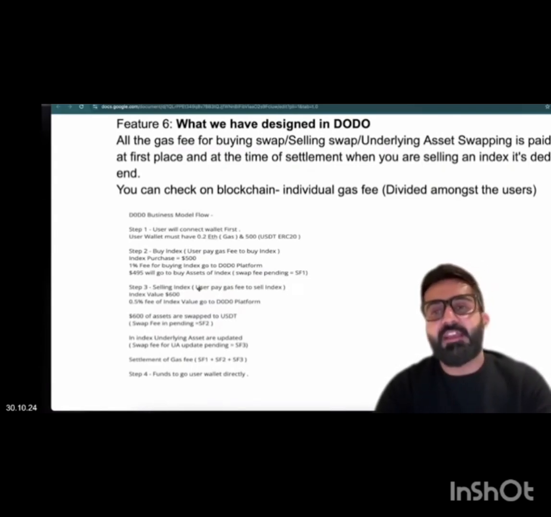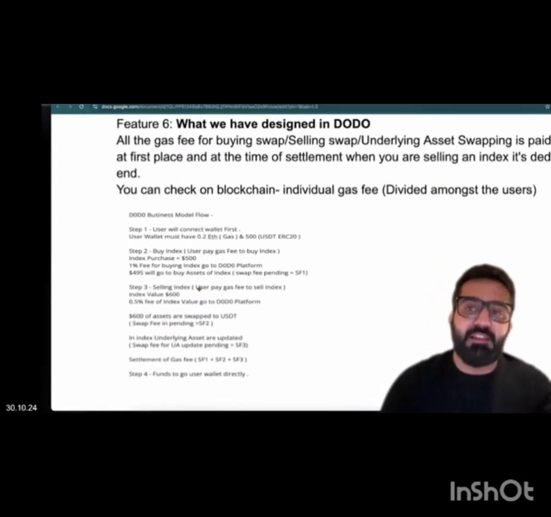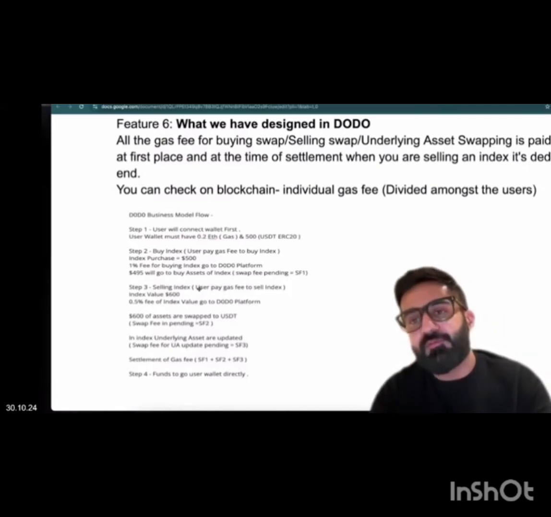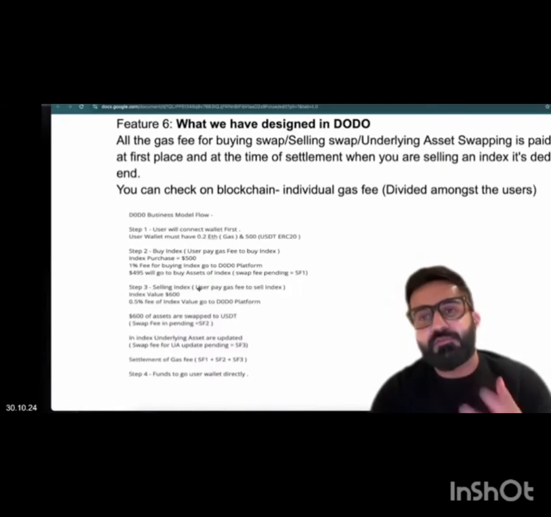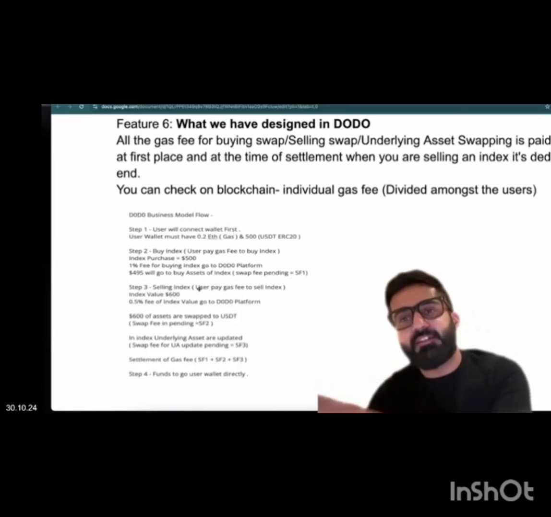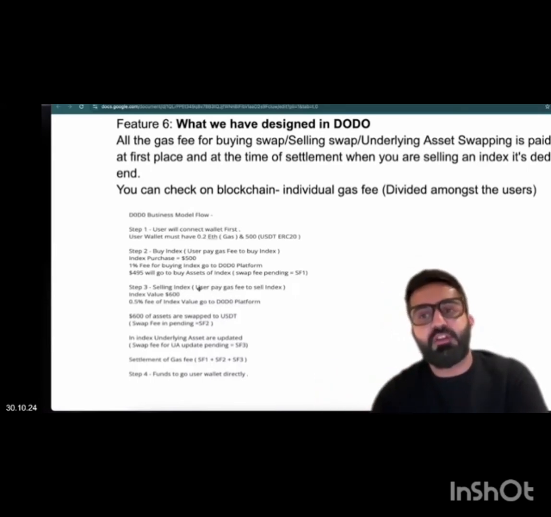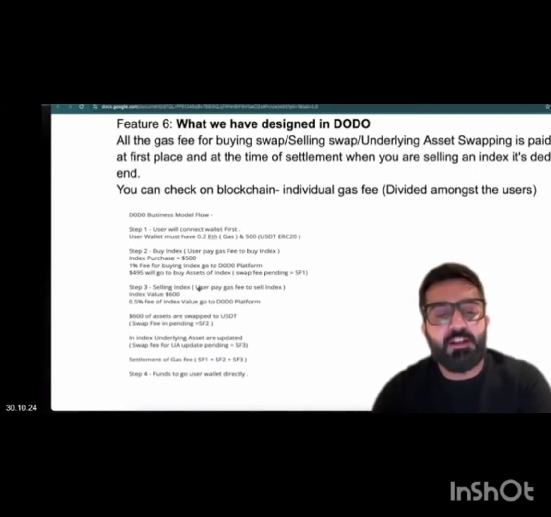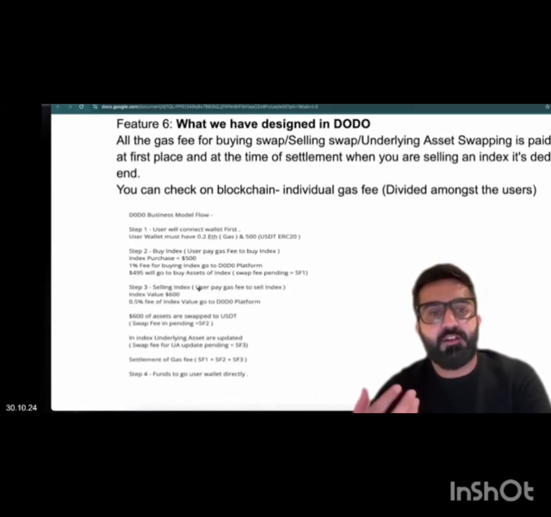Second, it will be SF2 when you sell the particular index. Let's say you are selling it; at the time of swapping your underlying assets into USDT, there is a swap fee. If it is not a swap, then sending the asset to your wallet also includes some gas fee. That will be deducted as SF2.